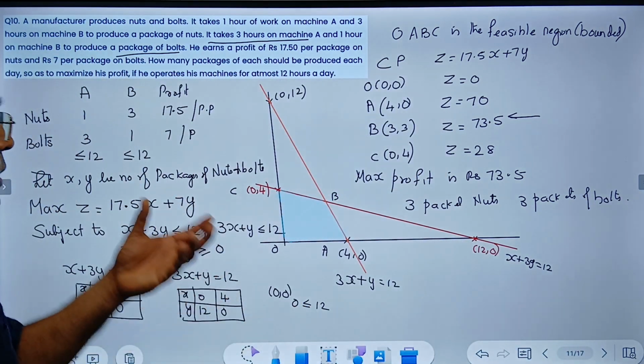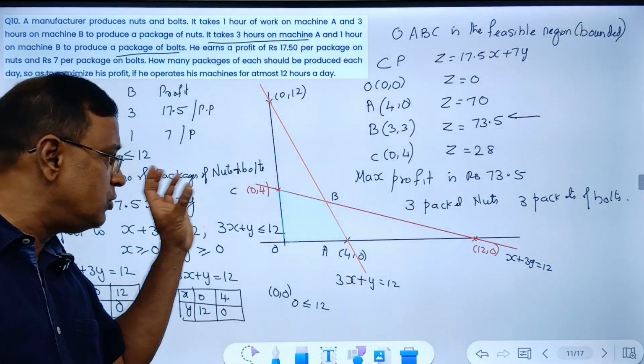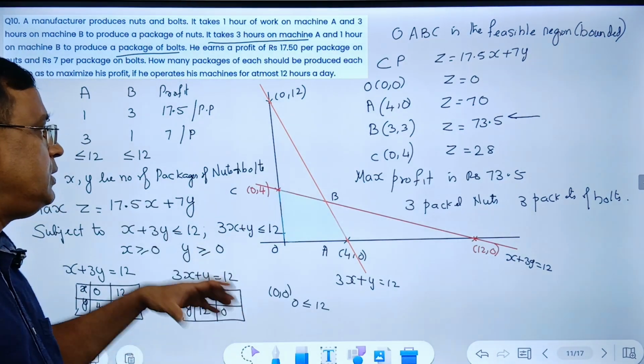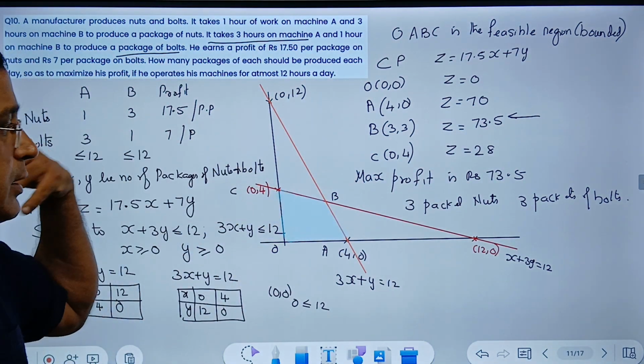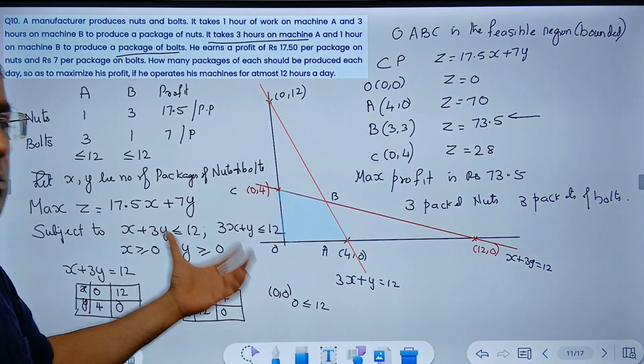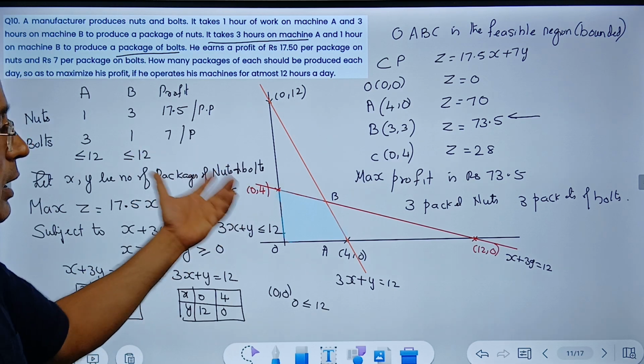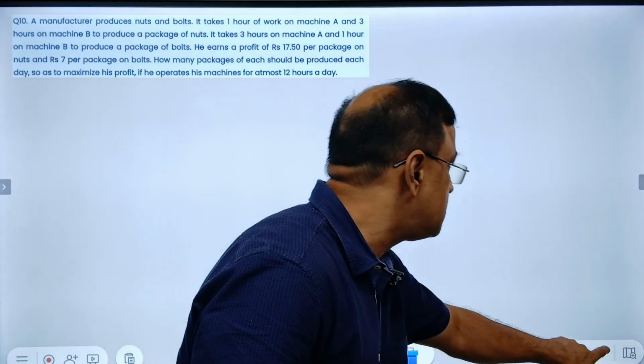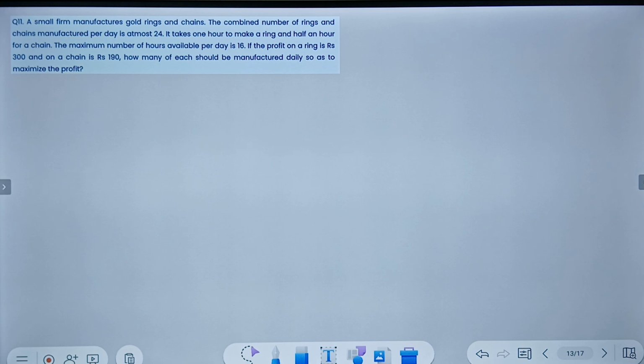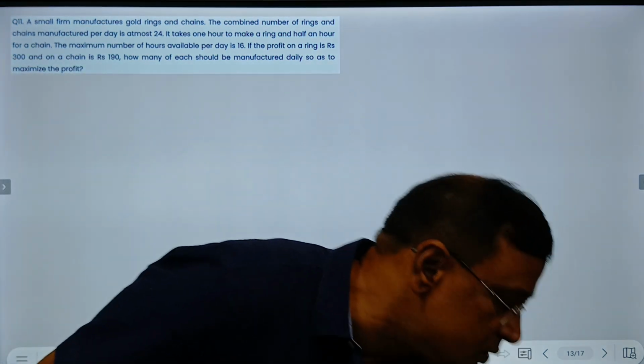Very, very simple. The only thing is, you have to be focused in plotting the graph very carefully, and it is like a gift. You easily get 4 to 5 marks in the board exam if you are very good at LPP. Now let's go to the next problem. Now this is question number 11. Now what is question number 11 saying?